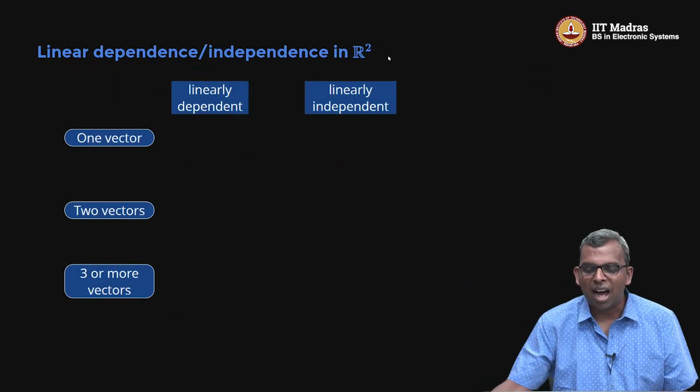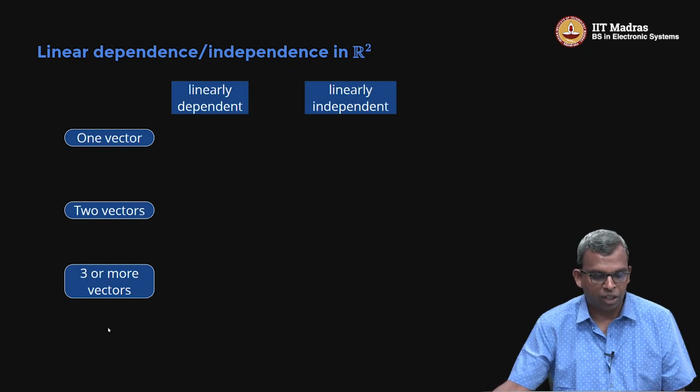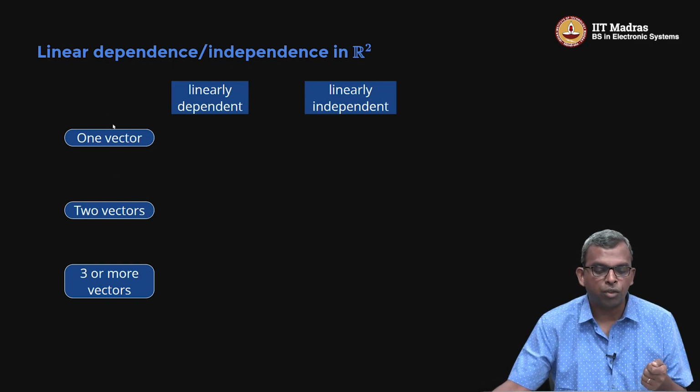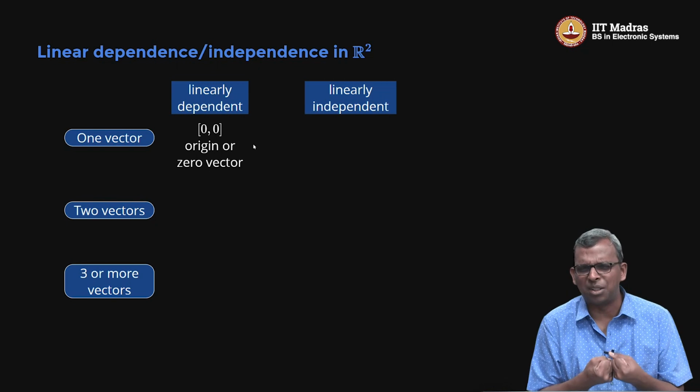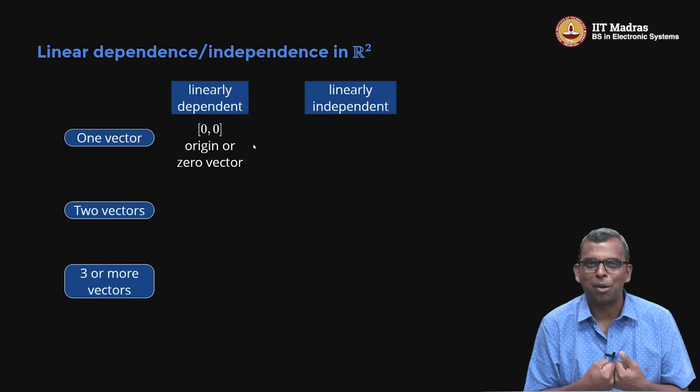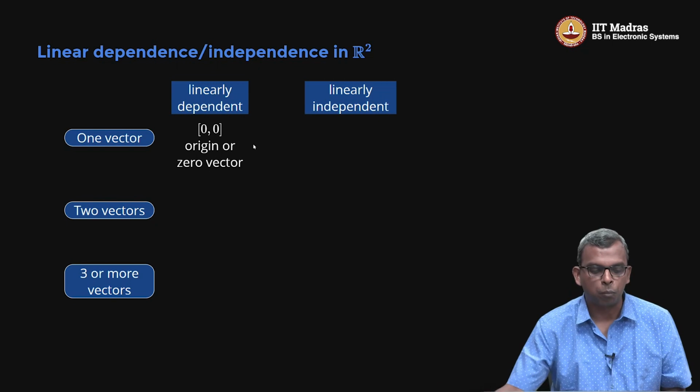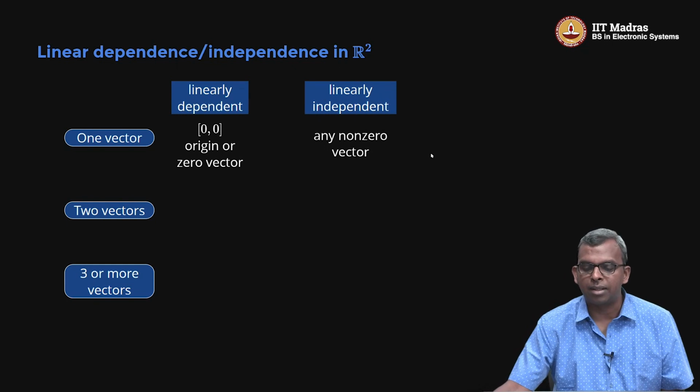In R2 the possibilities are very simple. You may have one vector, you may have two vectors, you may have three or more vectors. When do you say one vector is linearly dependent? If I have only one vector, how can a non-trivial linear combination of that one vector become 0? The only way is if you have the origin. If the one vector you have is the origin, then it's linearly dependent. These one vector cases are really trivial, but still I want to labor the point to make sure the definition is clear. If you have only one vector, the origin is linearly dependent. Any other non-zero vector is linearly independent.